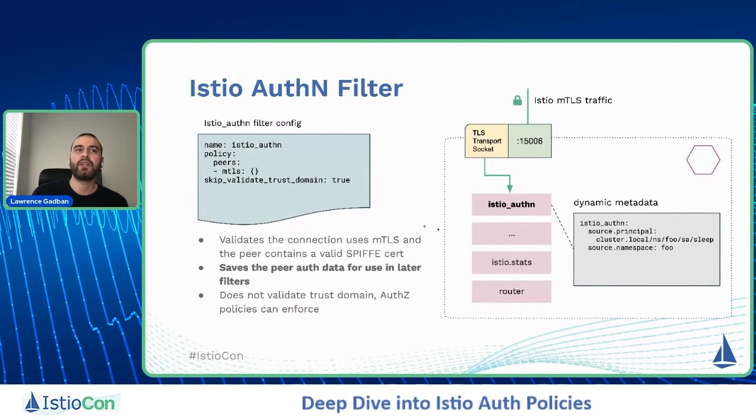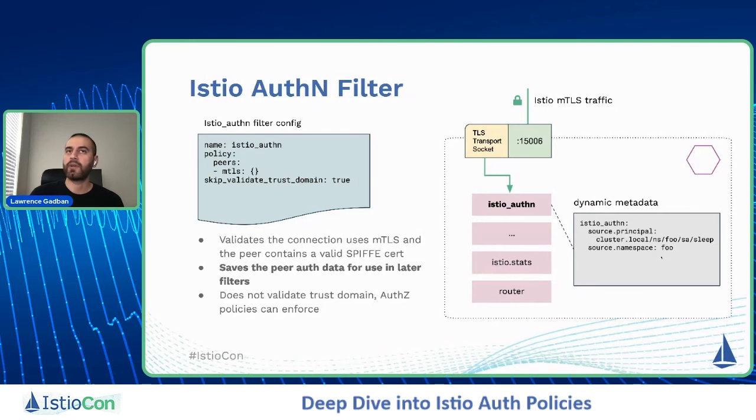What ends up happening is the Istio authentication filter uses another Envoy component called dynamic metadata, which allows filters to communicate with each other. It's going to save that data for use later in, for example, authorization policies. So in our dynamic metadata for Istio authentication, we're setting source.principal to be that identity, and we're setting source.namespace to be foo. And that's how we're going to be able to access it later on.